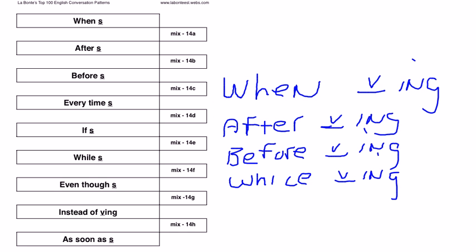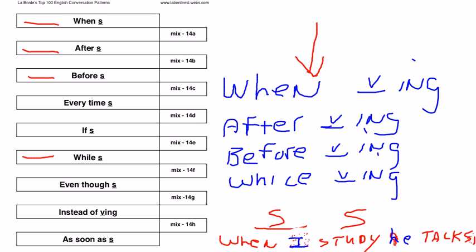With 4 of these patterns, there is an abbreviated form that you see here on the right. It can only be used if the subject of the sentence is the same on both sides of the pattern. If the subjects are different on each side of the sentence, for example, when I study, he talks, this shorter form cannot be used. The short form is only used when the subject of both parts of the sentence are the same.